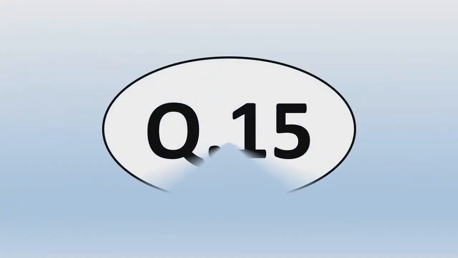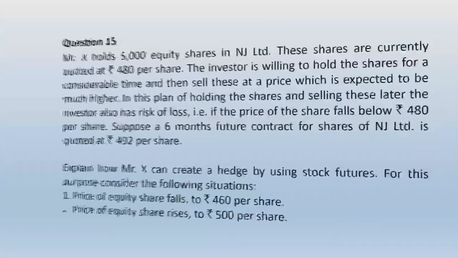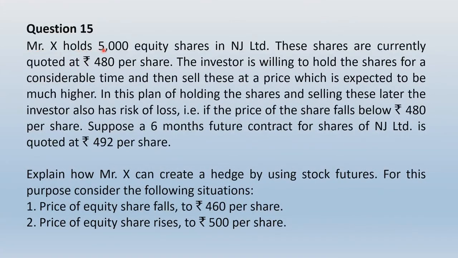Now, please refer to question number 15 that you have been given in the notes. Let us read this question. Mr. X holds 5000 equity shares in NJ Limited. These shares are currently quoted at rupees 480 per share. The investor is willing to hold these shares for a considerable time and then sell these at a price which is expected to be much higher. In this plan of holding the shares and selling these later, the investor also has risk of loss, that is, if the price of the share falls below rupees 480 per share. Suppose a 6-month futures contract for shares of NJ Limited is quoted at rupees 492 per share. Explain how Mr. X can hedge by using stock futures.